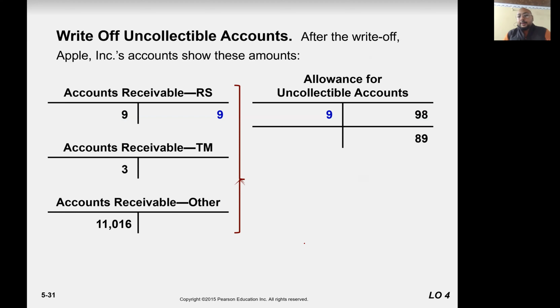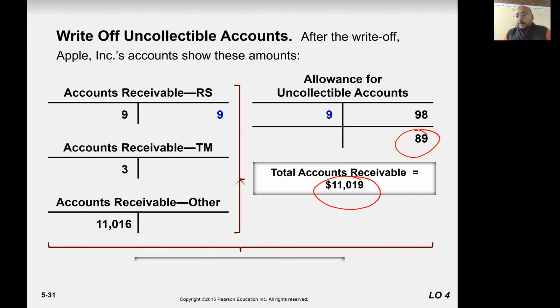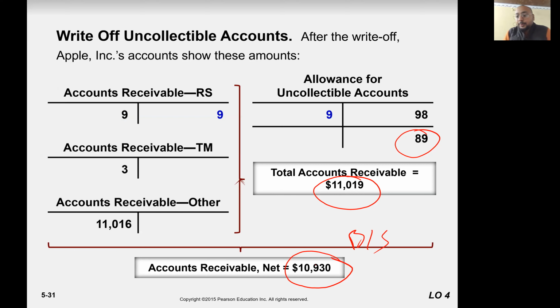So now what happened here? Now your new accounts receivable is 11019, and net of 89, your total amount on the balance sheet is not disturbed, 10930. So recall, I told you to remember this amount. That is the beauty of having an allowance. So your prediction, your estimation, your planning is not disturbed.